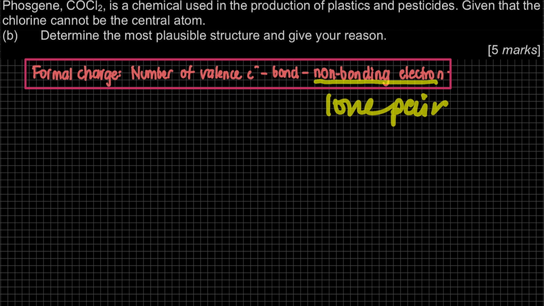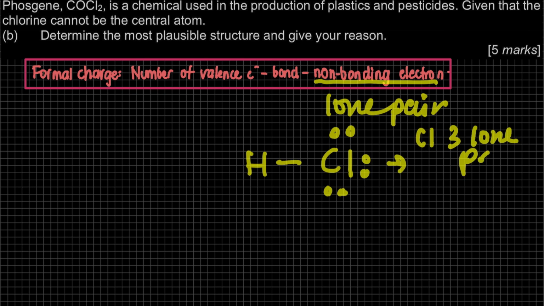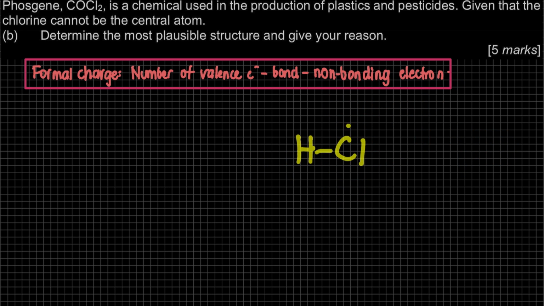So for example, chlorine here. For example, I draw it this way, HCl. For Cl, we consider this as 3 lone pairs, right? Because we have 1, 2, 3. But for non-bonding electrons, we have to calculate how many non-bonding electrons. In this case, the non-bonding electrons are 1, 2, 3, 4, 5, 6.